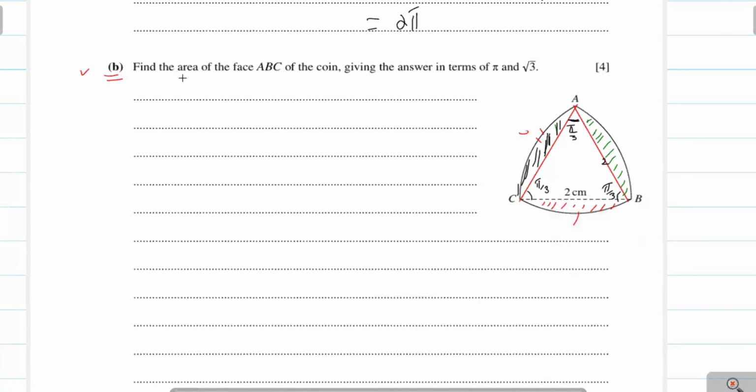Question 4, part B: find the area of the face ABC of the coin. You see here, this is the face of the coin. Now, the area of this face will be equal to the area of three segments plus the area of the equilateral triangle. You see here are three segments. This is segment S1, this is segment S2, this is segment S3.